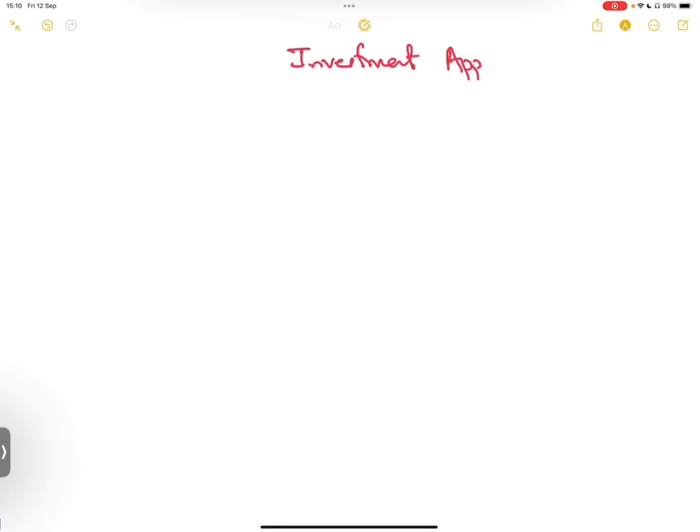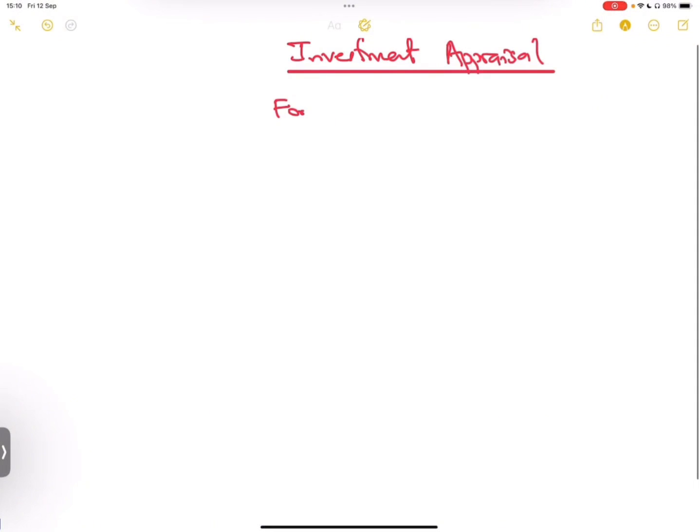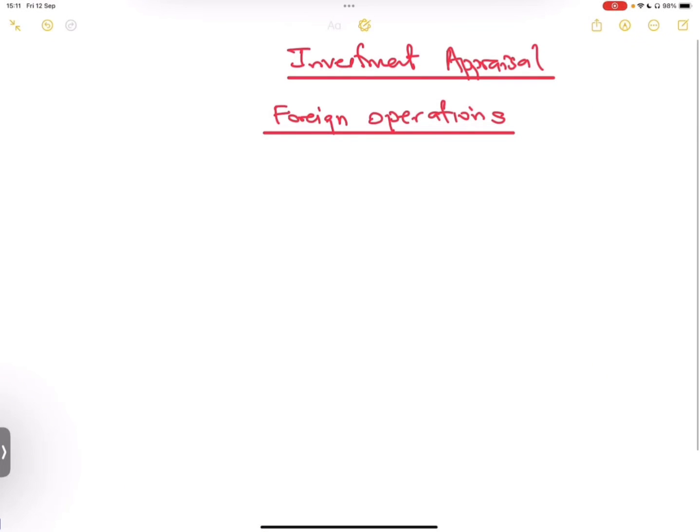So it's still going to be about investment appraisal. But this time around, we'll be looking at foreign operations. So in FM, we did investment appraisal as well.